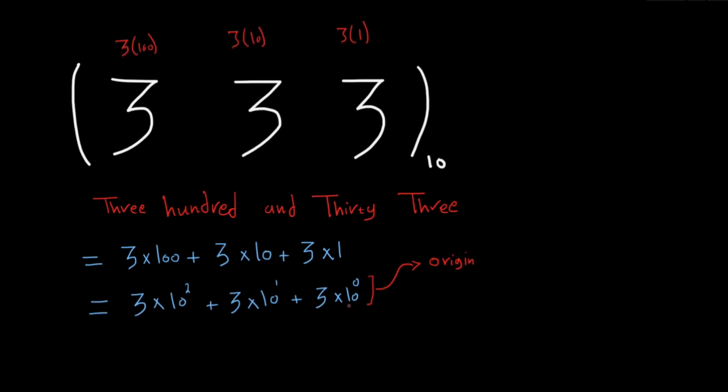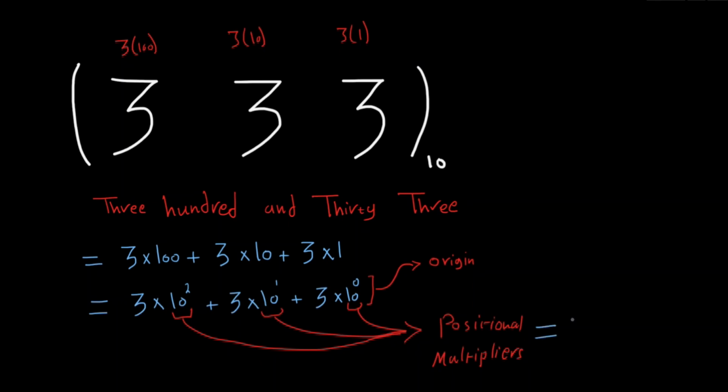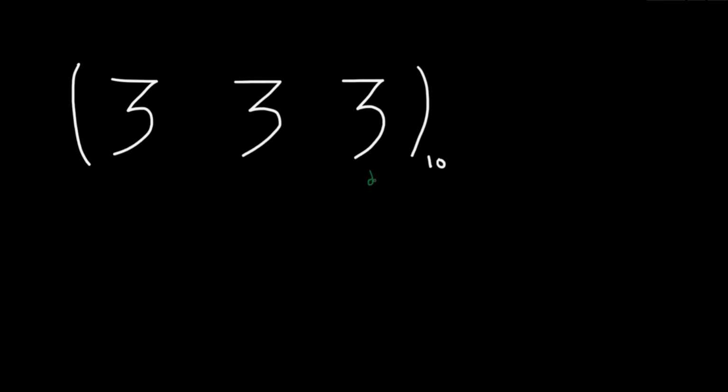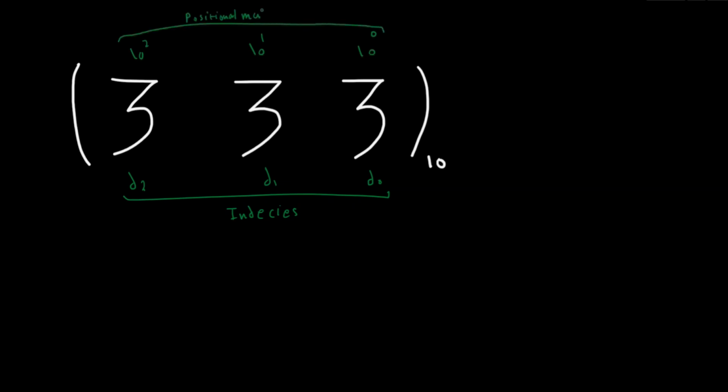Those tens are called the positional multipliers. A positional multiplier is basically the radix of the number to the power of the index of the digit. Here we have the indices based on the position of the digit, and up there we have the positional multipliers. Note that this positional multiplier is powered to 0 because it's associated with digit 0. And this one is powered to the first because it's associated with digit 1, and so on.